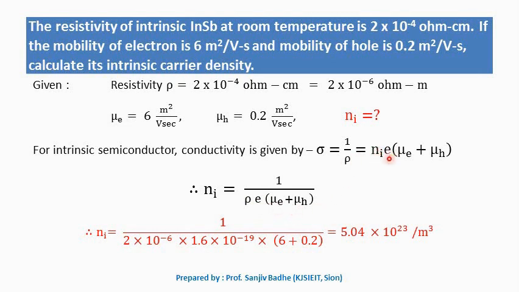So this e into (mu E plus mu H) is taken to the left side, and we get the relation for the intrinsic concentration. Now resistivity is given to us. Charge on electron we know 1.6 into 10 raised to minus 19. Mu E is given to us, mu H is given to us, so we can substitute the values, and using calculator the intrinsic carrier density or intrinsic carrier concentration can be calculated, and it is obtained as 5.04 into 10 raised to 23 per meter cube in this case.